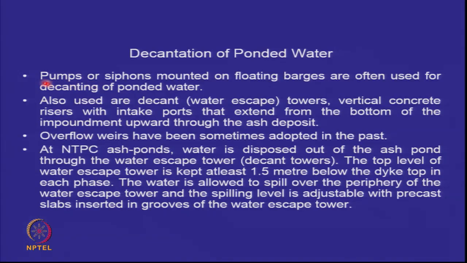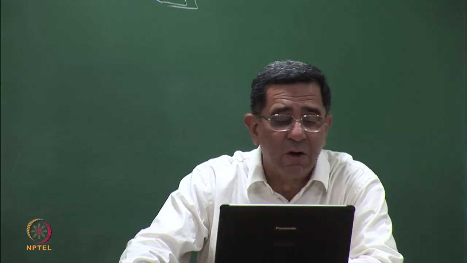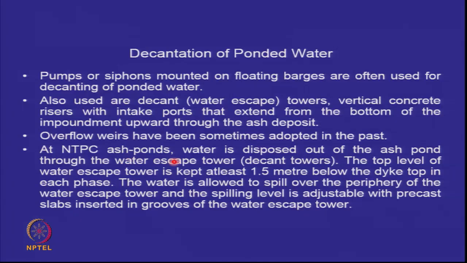So in India, this is not used. In some of the developed world, this is used. And I'll come back to why. So what we use are basically water escape towers. These are vertical concrete wells or risers with intake ports that extend from the bottom upwards to the ash deposit. Overflow weirs have been reported sometimes in the past, but not very successful. The biggest company which handles ash ponds, and therefore a large number of slurry ponds, maybe 60, 70 slurry ponds in India, is National Thermal Power Corporation. So they tend to use these water escape towers called decant towers.